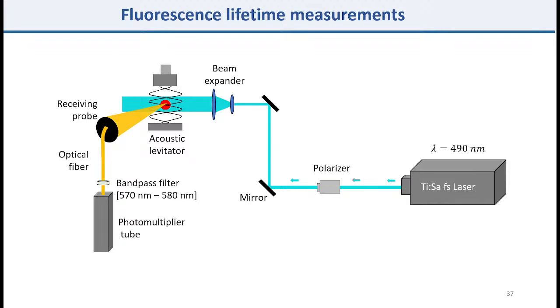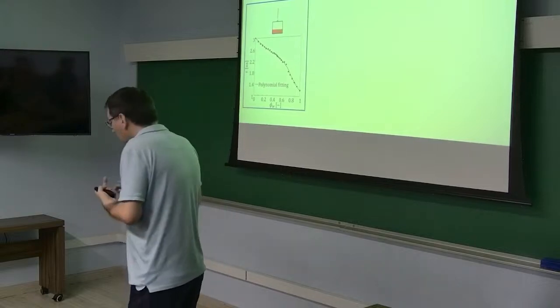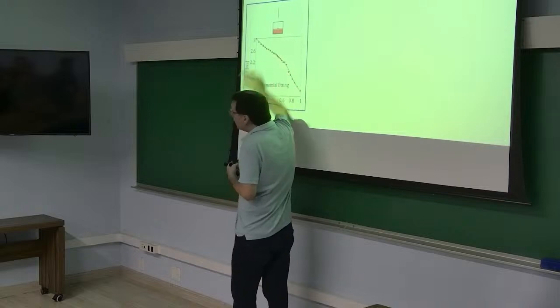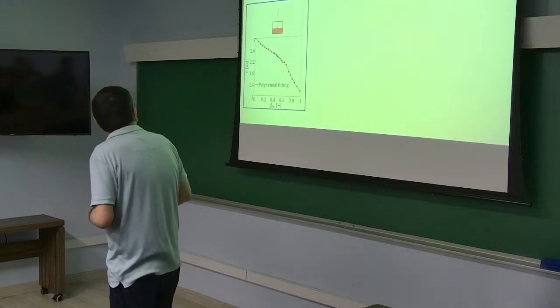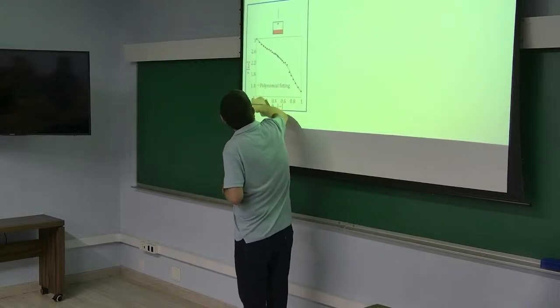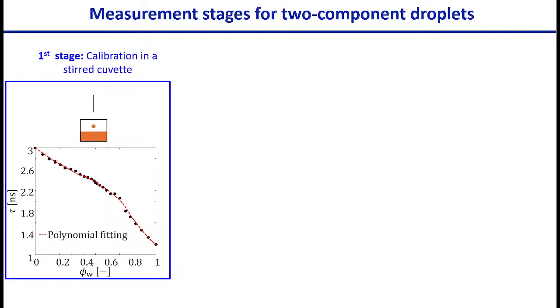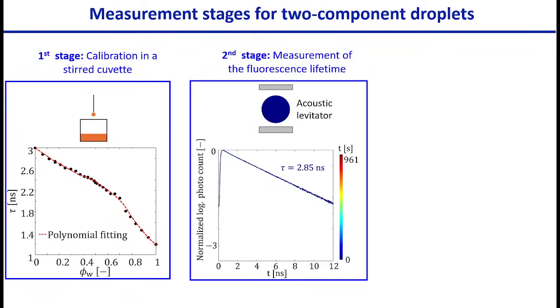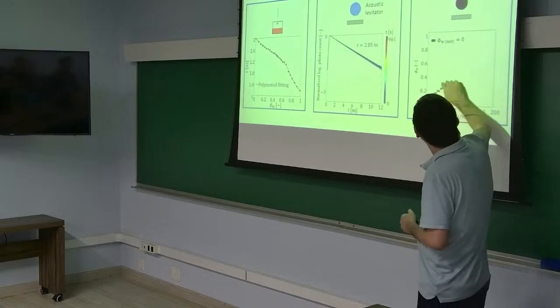And the measurements are done in 3 stages, so we need to have a calibration. This calibration is done separately in a cuvette, so we just progressively add the components of the mixtures to observe the effect on the fluorescence lifetime. And from this calibration, we obtain the evolution of the lifetime as a function of the volume fraction of the components. Then after, we carry out the measurement in the acoustic levitator, where fluorescence decays are measured at different times during the evaporation process. And these fluorescence decays are analyzed to obtain the value of the fluorescence lifetime.